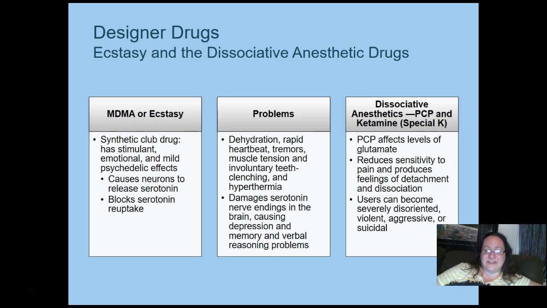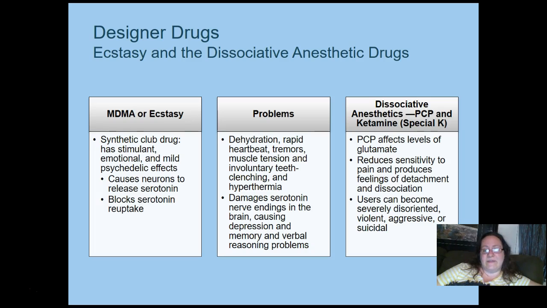Finally, we have our designer drugs. So there's things like ecstasy and MDMA. So these are synthetic. They're often used in clubs or social situations. They work by blocking serotonin reuptake and kind of creating more serotonin, or causing the neurons to release the serotonin. Can lead to a lot of problems. So one thing people kind of learn is that it can dehydrate you, but then you have people drinking too much water and actually getting themselves sick that way.